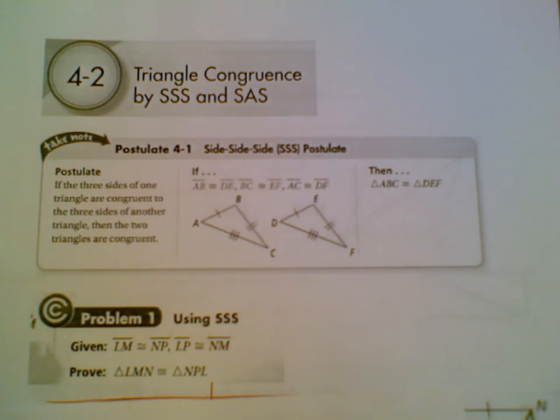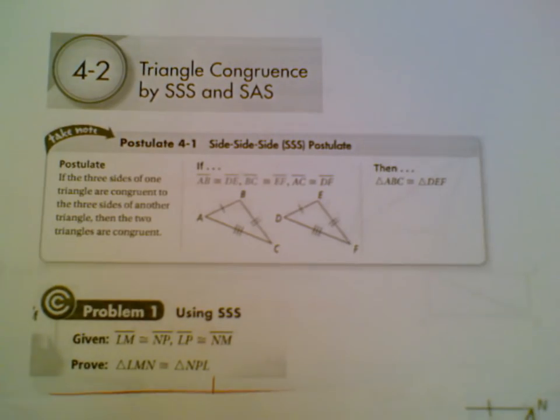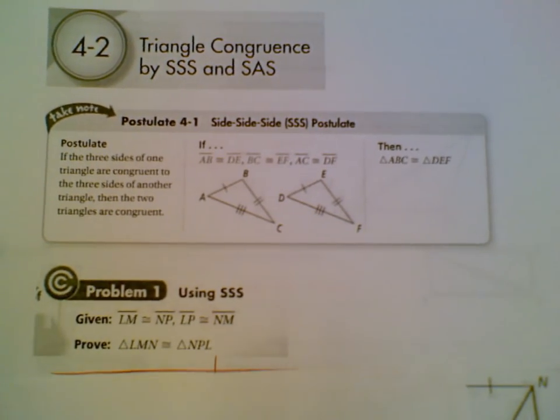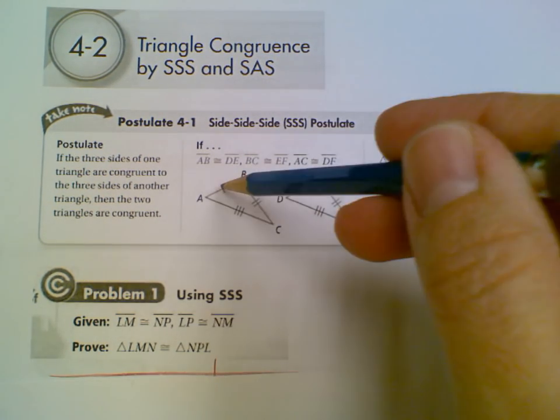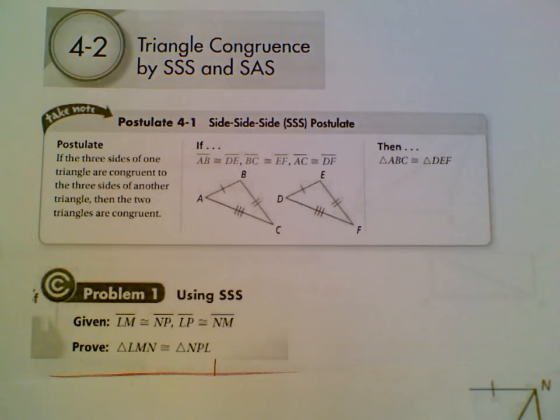Section 4.2 is working on deciding if triangles are congruent, and we're going to use two postulates or theorems. The first postulate is called side, side, side. What that says is if I have three sides of one triangle congruent to three sides of another triangle, then those two triangles have to be congruent. So, noticing side, side, side indicates all three sides congruent to the other three on the triangle.